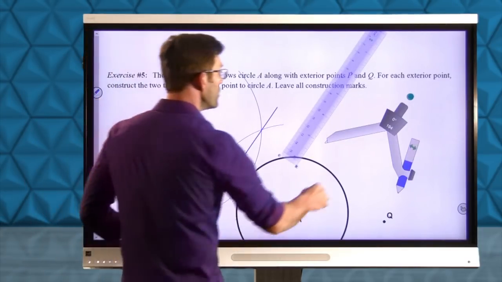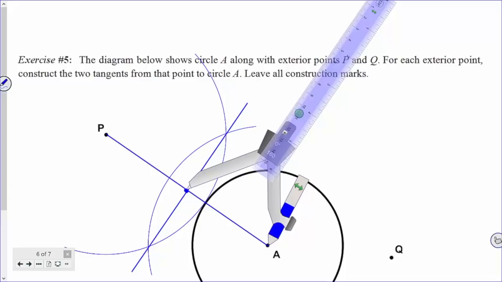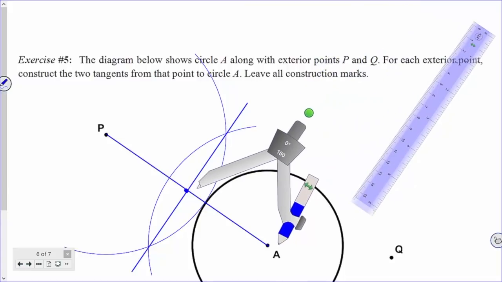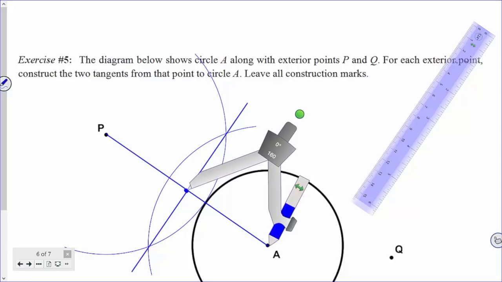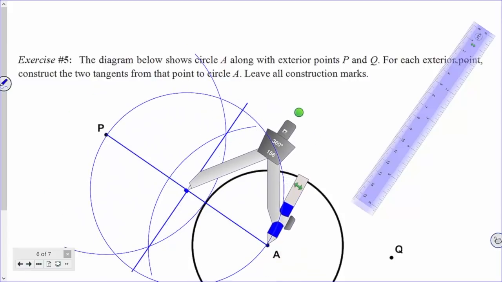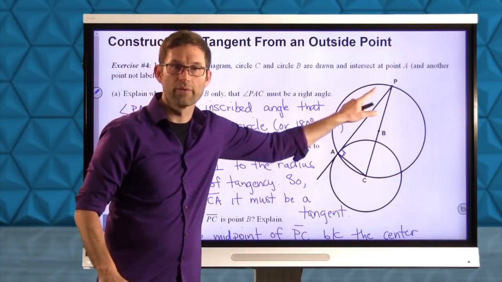Now, all I need to do is draw that second circle in, and that's actually quite easy to do because I know the center of the circle, and both point P and point A are on the circle, like that. That's now this secondary circle here.